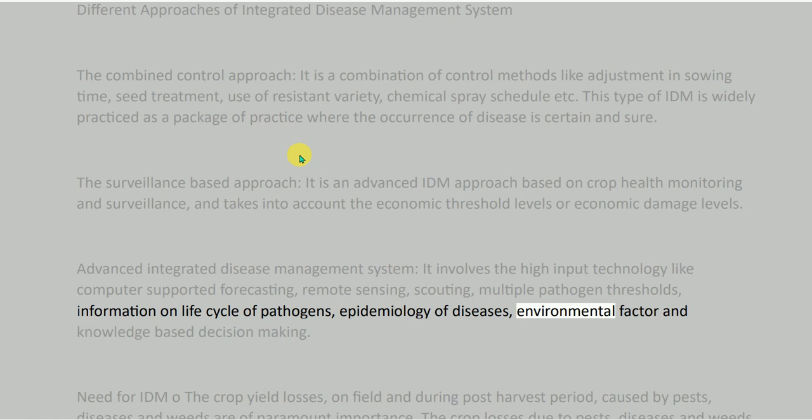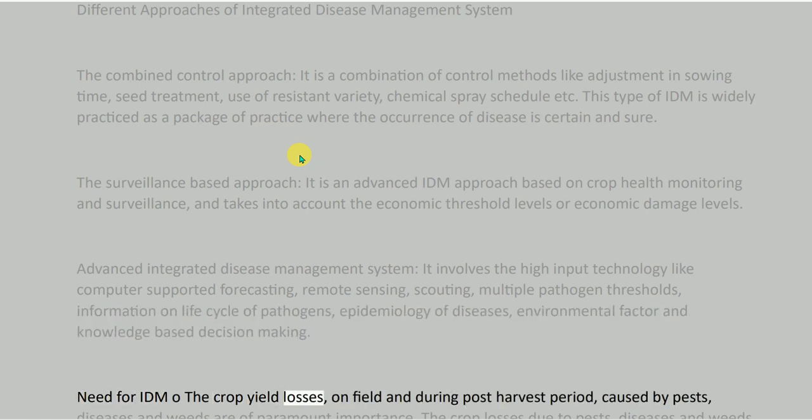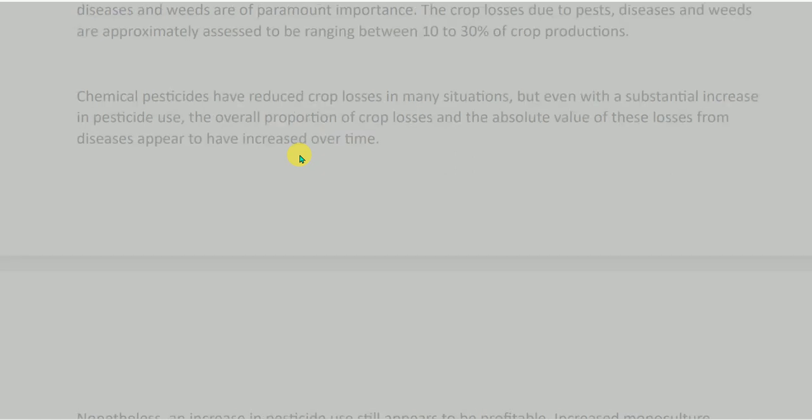Need for IDM. The crop yield losses, on field and during post-harvest period, caused by pests, diseases and weeds are of paramount importance. The crop losses due to pests, diseases and weeds are approximately assessed to be ranging between 10 to 30% of crop production. Chemical pesticides have reduced crop losses in many situations, but even with a substantial increase in pesticide use, the overall proportion of crop losses and the absolute value of these losses from diseases appear to have increased over time. Nonetheless, an increase in pesticide use still appears to be profitable.